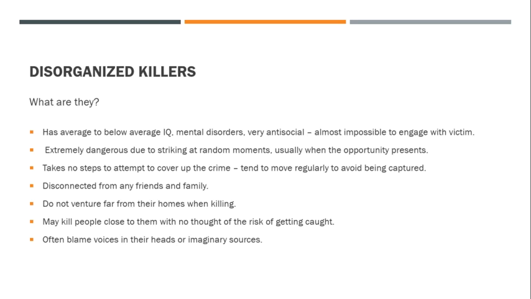Disorganised killers have an average or below average IQ, mental disorders, and are very antisocial. They're extremely dangerous due to striking at random moments. They take no steps to attempt to cover up the crime. They are disconnected from their family and friends, and they don't venture far from their homes when killing.